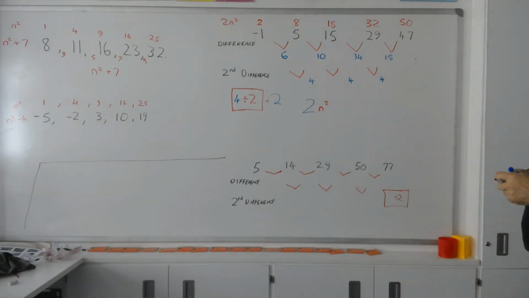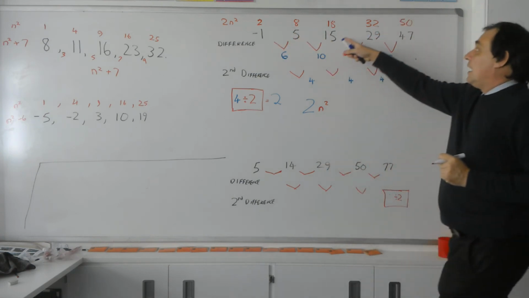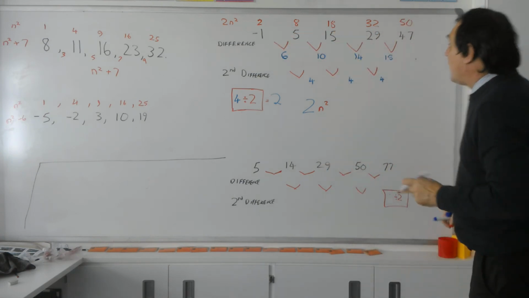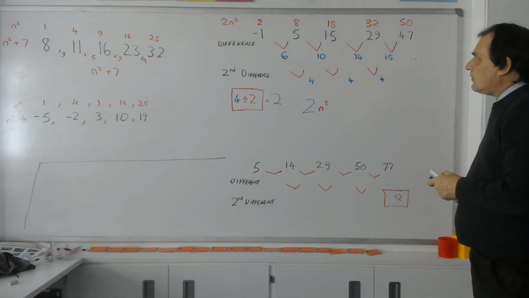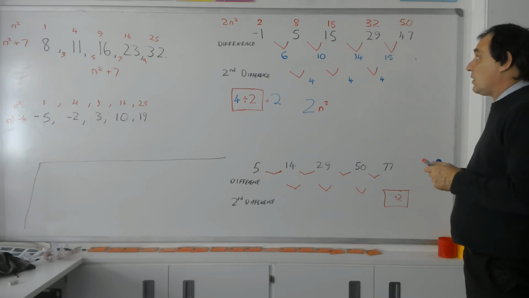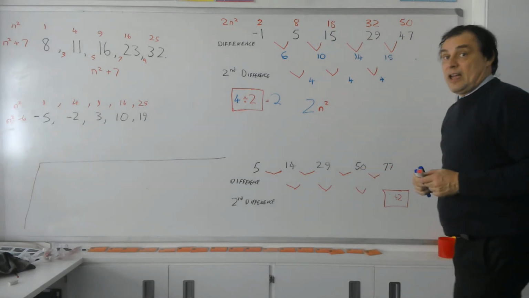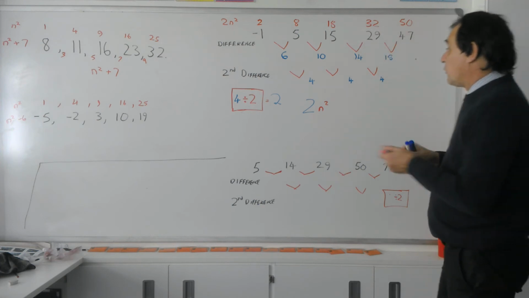Now I'm going to have a little look if there's a link between these numbers here, my red 2n squared and my black original sequence line. So how do I get from 2 to minus 1? I take away 3. How do I get from 8 to 5? I take away 3. And so on. I'm taking away 3 each time.